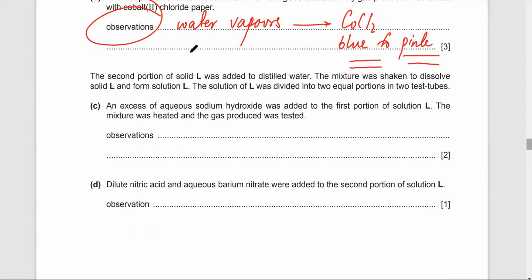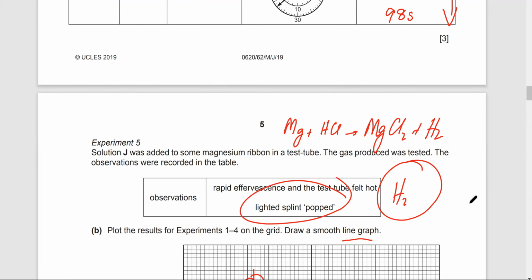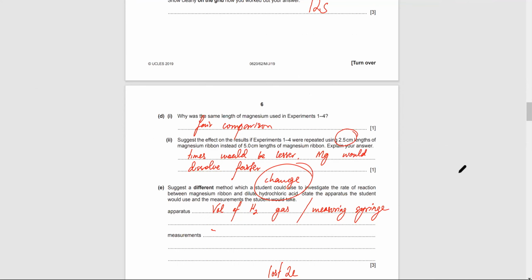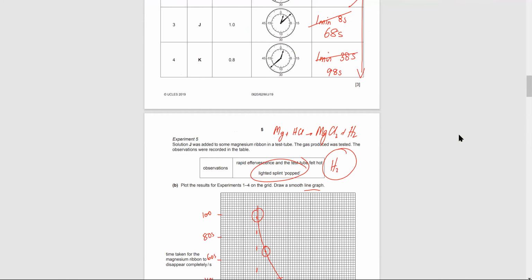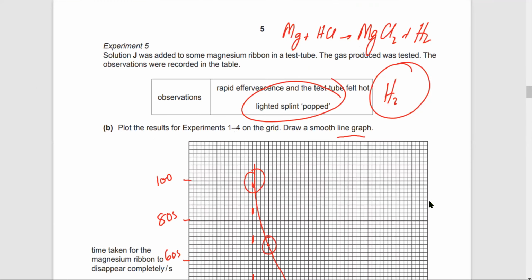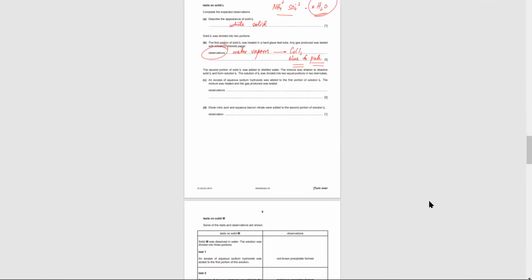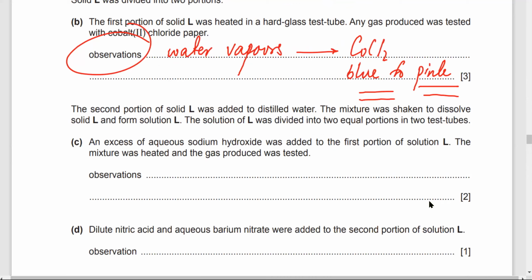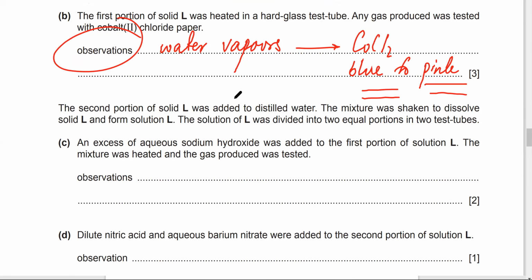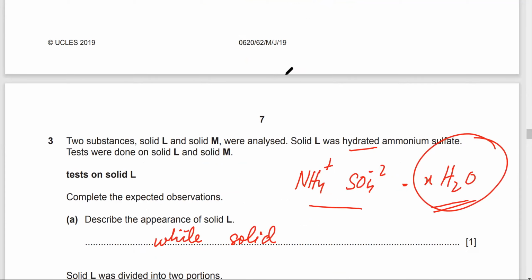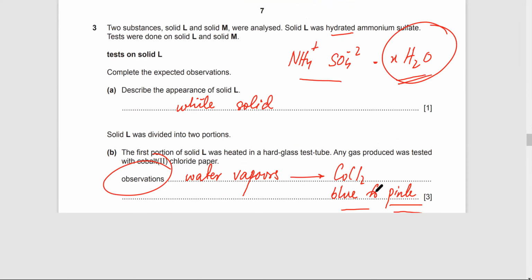Okay. And the next one is the second portion of solid L was added to distilled water. The mixture was shaken to dissolve solid L. So it's being dissolved into two equal portions. An excess of aqueous NaOH was added to L. Wait a second. What is L? L is ammonium and sulfate. Ammonium ions and sulfate ions. That's L.